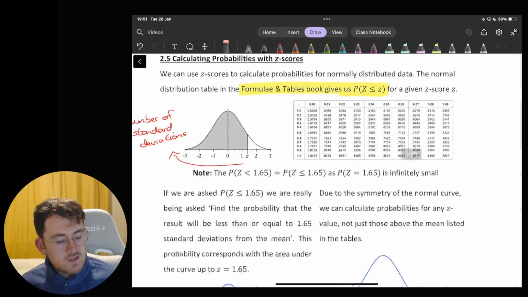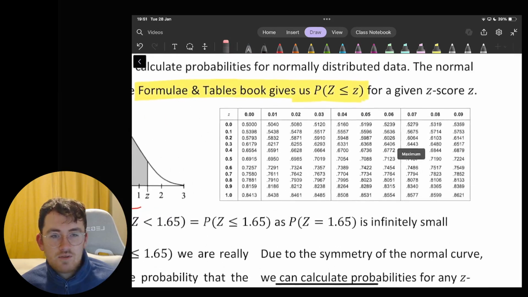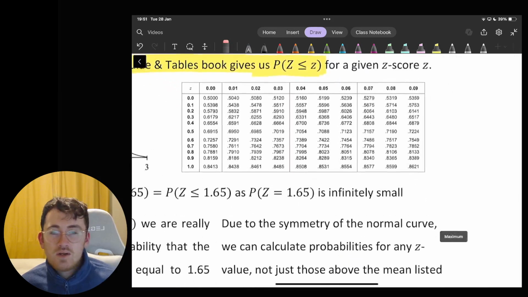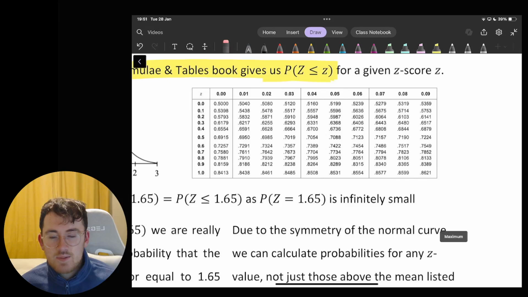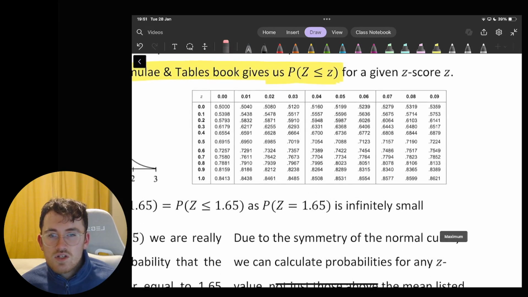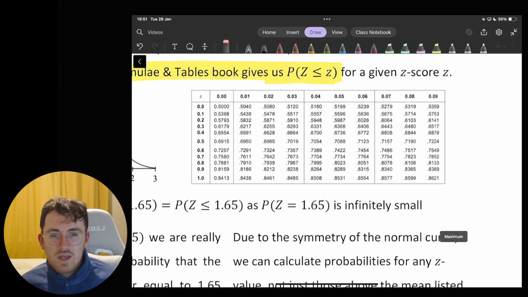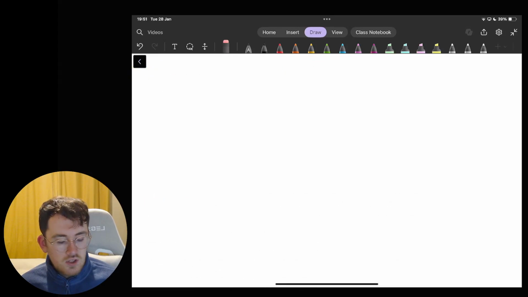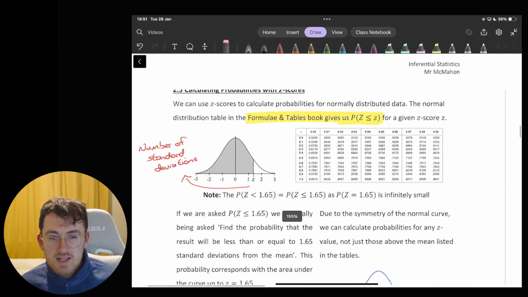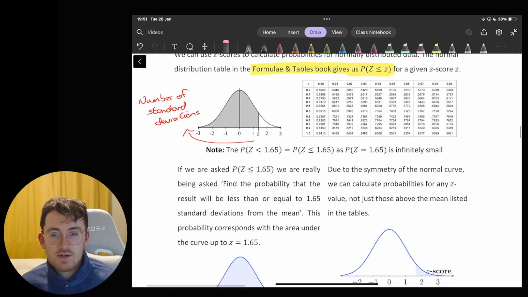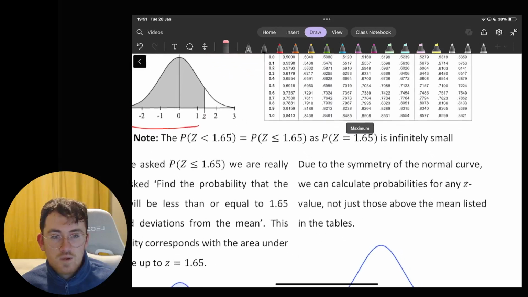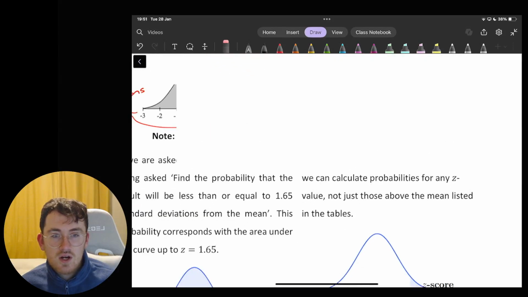The table we have on the right is just an example of the page in your formula and tables book, and we will look at it in more detail when we look at some examples later. You can see that we have the z-scores on the outside. On the left-hand side we have the stem, the first decimal place, and on the top we have the second decimal place. Generally we limit our z-score values to 2 decimal places, which gives us the most accuracy and allows us to pick out the specific probabilities we need. The values on the inside are those probabilities.